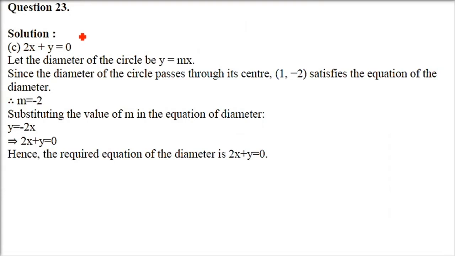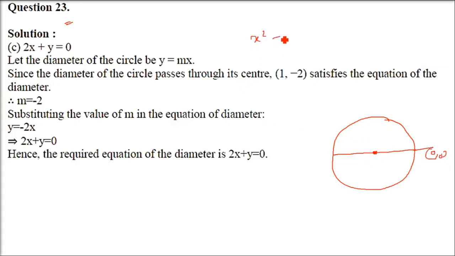This is question number 23. Equation of the diameter of the circle x² + y² - 2x + 4y = 0, which passes through the origin is. Equation of the diameter. So you have the center from here, and it's passing through origin. So you have 2 points and you can get directly the equation, because when you have 2 points, you can find out the equation of the line.